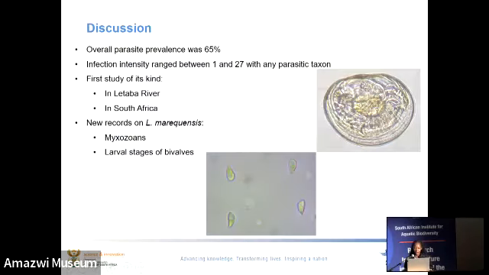Overall, the parasite prevalence was 65%, and infection intensity ranged between 1 and 27 with any parasite group. This parasitological study represents the first of its kind to be conducted at the Letaba River in South Africa and in Africa as a whole. This work provides novel geographical records of these parasites in South Africa, as well as new records of myxozoans and larval stages of bivalves parasitizing L. marequensis.